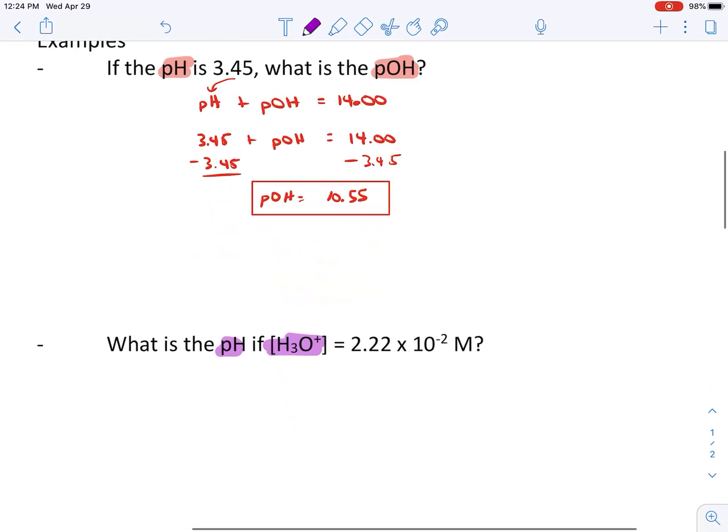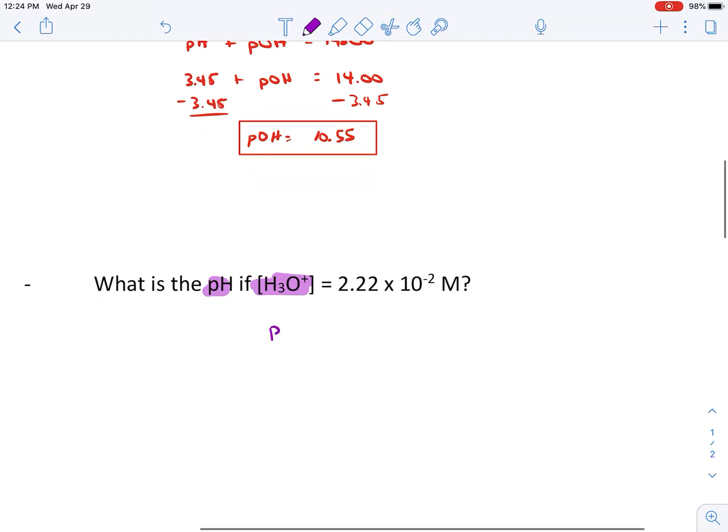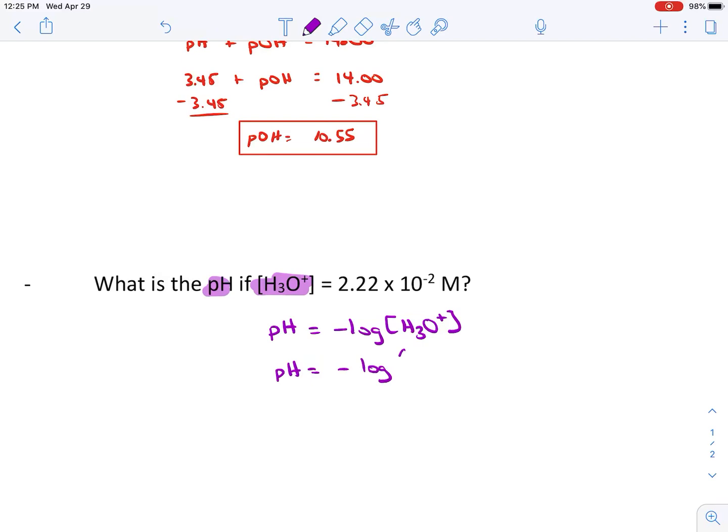So I'm going to scroll up. pH equals our negative log of our hydronium ion concentration. All right, so let's plug our numbers in. pH equals negative log of 2.22 times 10 to the negative second.